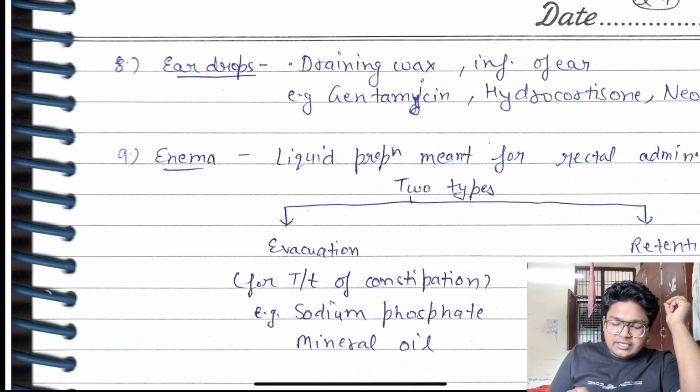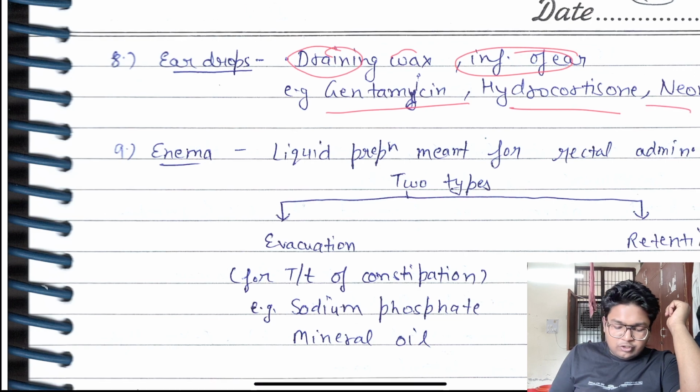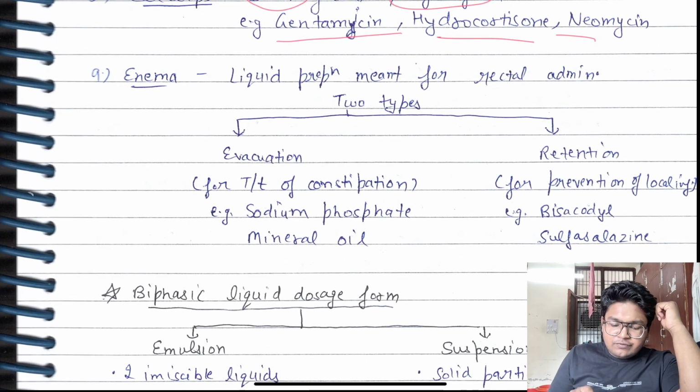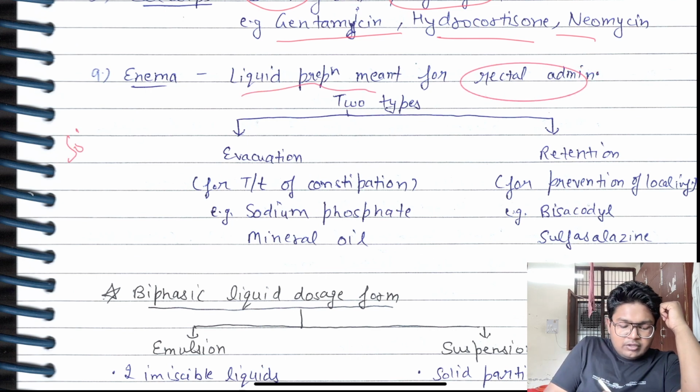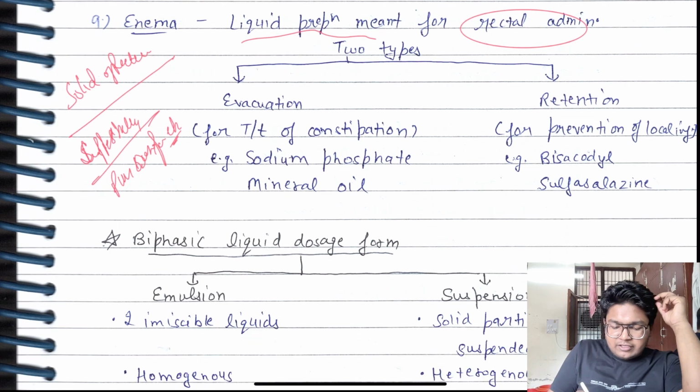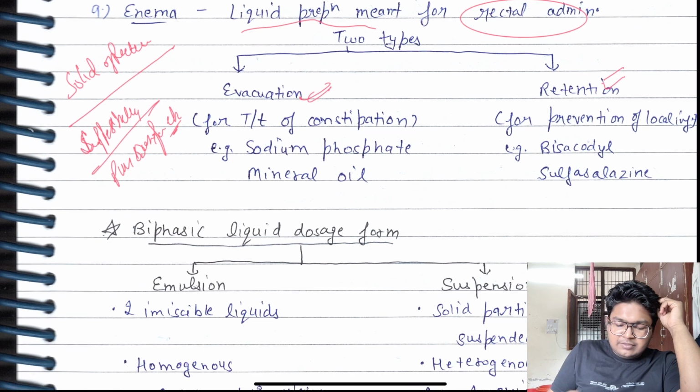Then we have ear drops. In ear drops, for draining wax, gentamicin, hydrocortisone, neomycin, etc. Then we have enema. This is important. Enema is a liquid preparation for rectal administration. We have also studied about solids for the rectum. What is the answer? The answer is suppository. Example, PCM, diazepam, etc. Enema is of two types, evacuation enema and retention enema.